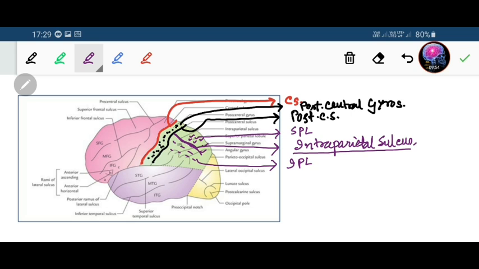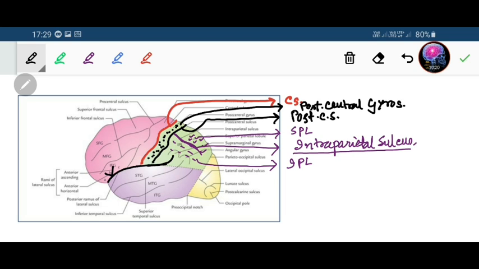Now the posterior ramus of lateral sulcus. The lateral sulcus has three rami. The largest is the posterior ramus, this one, and two others are anterior horizontal and anterior ascending. The posterior ramus of the lateral sulcus ends with an upturned end.